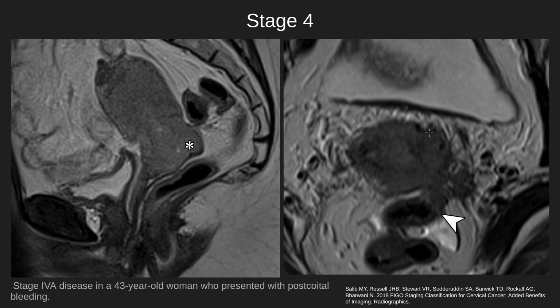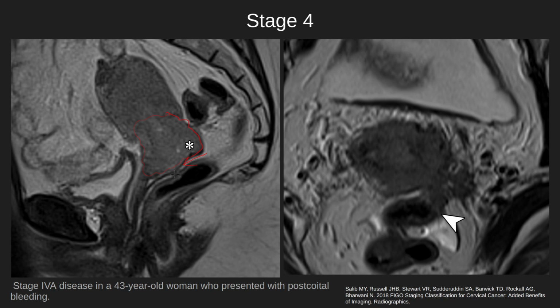Moving to stage 4A. Tumor stage 4A is when there is involvement of adjacent pelvic organs. So this is a sagittal T2 weighted image. Here we can see there's this heterogeneous T2 grayish tumor. And if you pay close attention, right here, there appears to be abutment of the anterior wall of the rectum. We cannot be sure if it is involved versus artifactual.